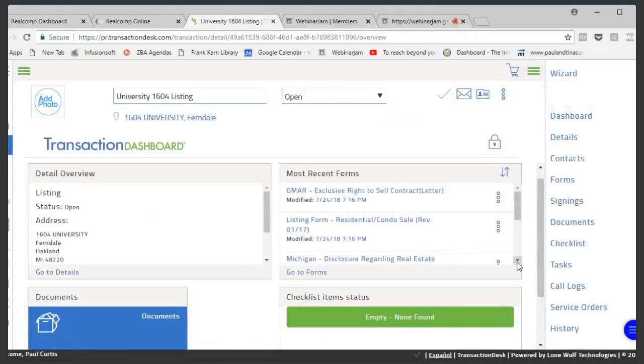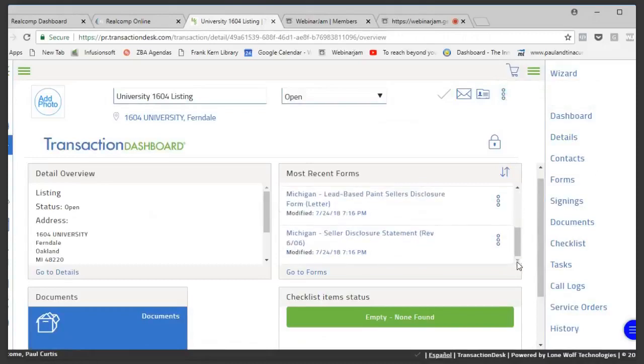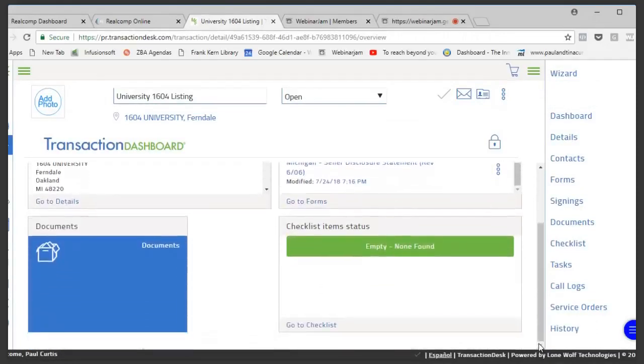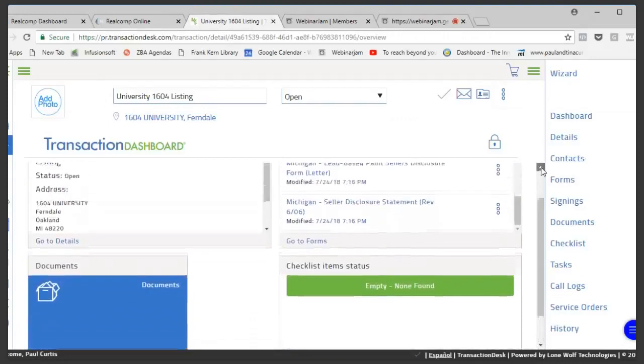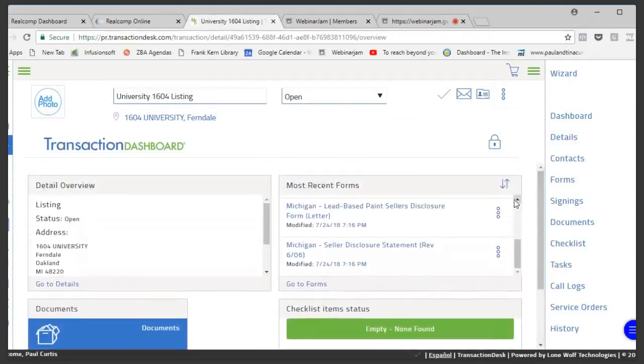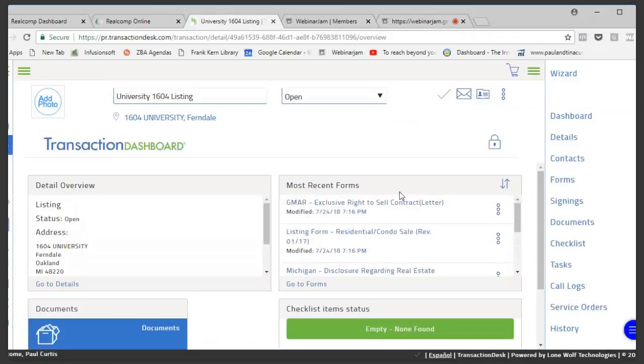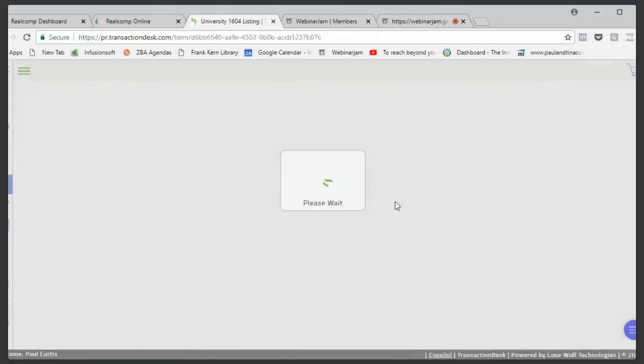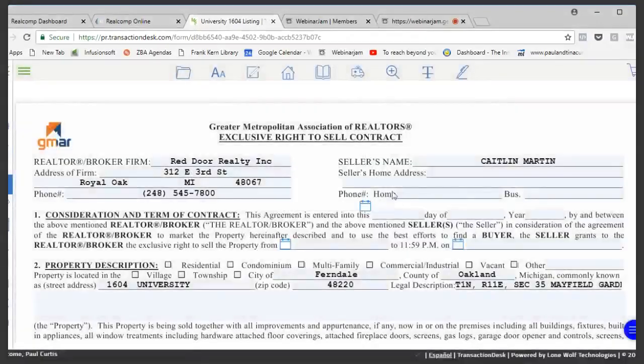The first thing we're going to do is go to which form? I guess we're going to start with our exclusive right to sell form. Exclusive right to sell contract, letter size. Okay, most of this I'm going to go over the highlights. You read it so you understand all of the terms. This has pre-filled this out because I went through the wizard.